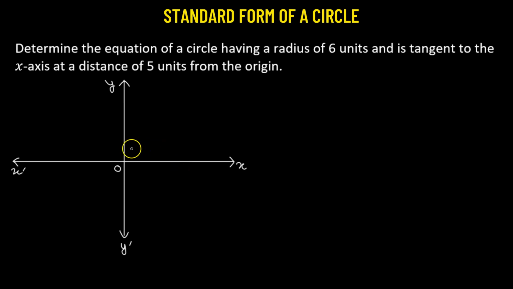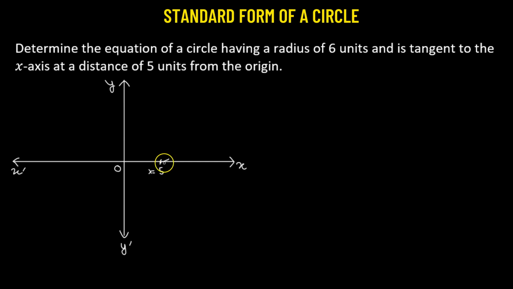So here we have the Cartesian plane with the x-axis and the y-axis. Now in the problem it's given here, the circle is tangent to the x-axis, meaning the circle is going to touch the x-axis at a distance of 5 units from the origin. So let's suppose that it's 5 units from the origin. So this is the point x equals 5. So our circle is going to be tangent at x equals 5.